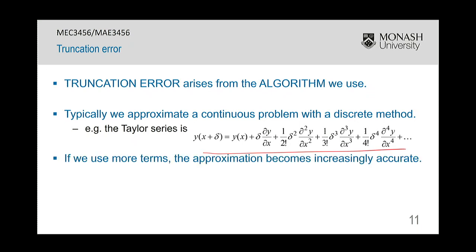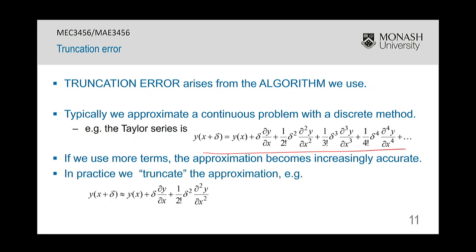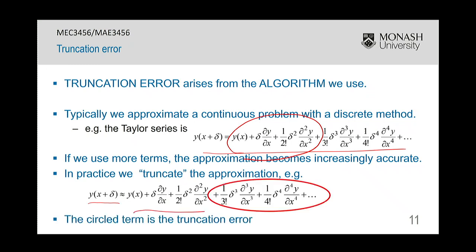If we used an infinite number of terms, it would be exact. If we use more terms, the approximation is better. But if we have to truncate it somewhere, let's say we're only going to use the first 3 terms, then we're going to say y of x plus delta is approximately equal to this thing here. We know that there's some kind of error, and that bit there is the truncation error. The circle bit is the error that we know we're introducing. But we hope that delta cubed and the third derivative of the function aren't too big, so the error is small.